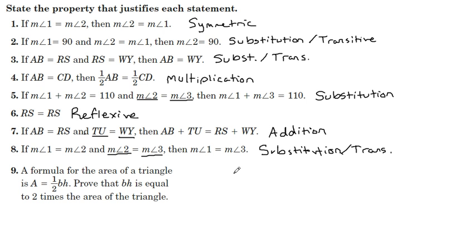And then number 9 here, we need to prove a formula. A equals 1/2 base times height. That's the area of a triangle. We're to prove that BH is equal to 2 times the area of the triangle. So we're going to make a simple 2-column proof. One side is statements, and one side is reasons.